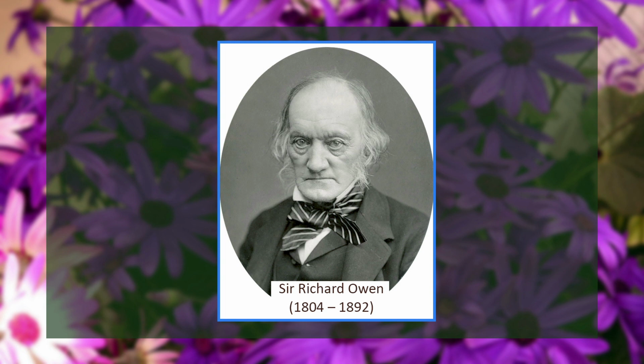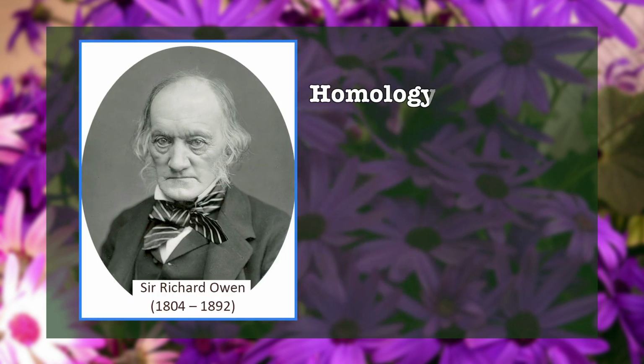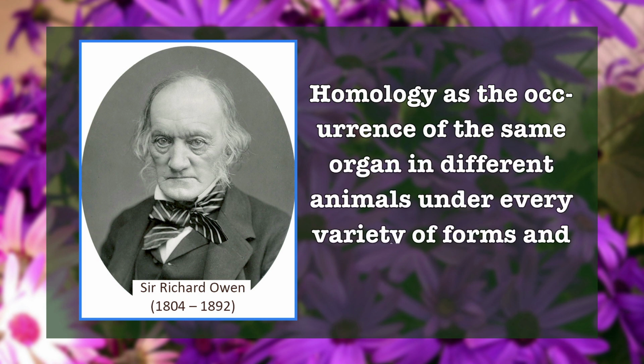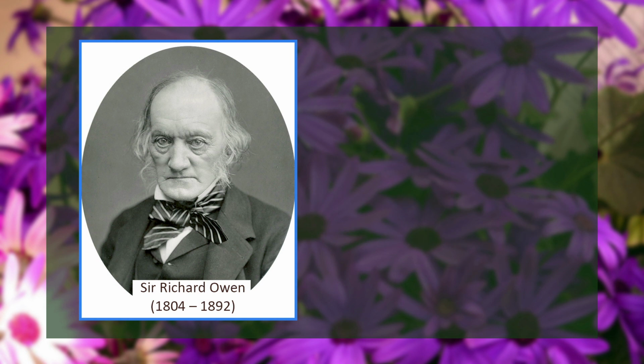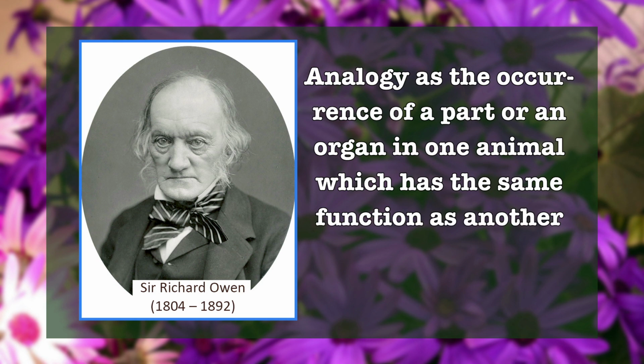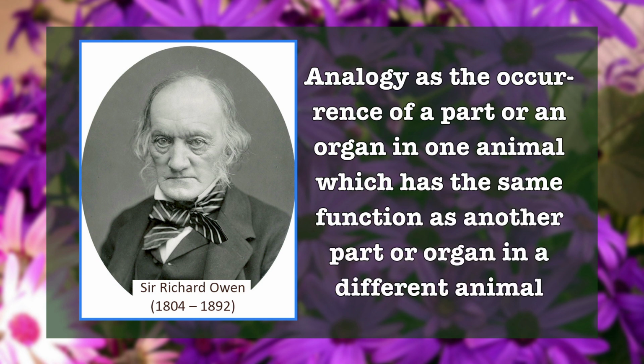These terms were first used and defined by Owen. Owen defined homology as the occurrence of the same organs in different animals under every variety of form and function. He defined analogy as the occurrence of a part or an organ in one animal which has the same function as another part or organ in a different animal.